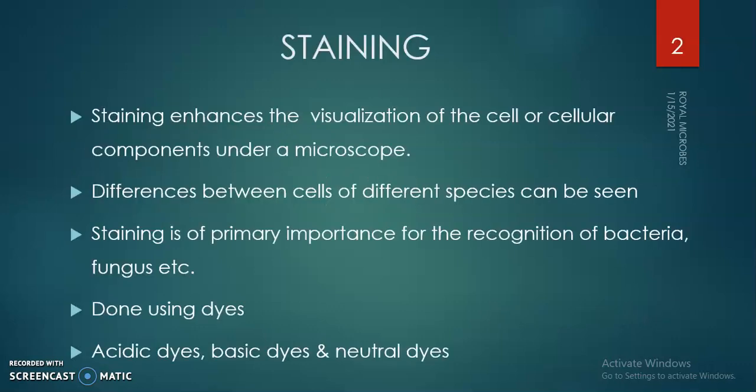Staining enhances the visualization of the cell and its components under a microscope. Differences between cells of different species can be identified. Staining is primarily used for the identification of bacteria, fungi, etc. It is done mainly using dyes. We can see acidic dyes, basic dyes and neutral dyes.